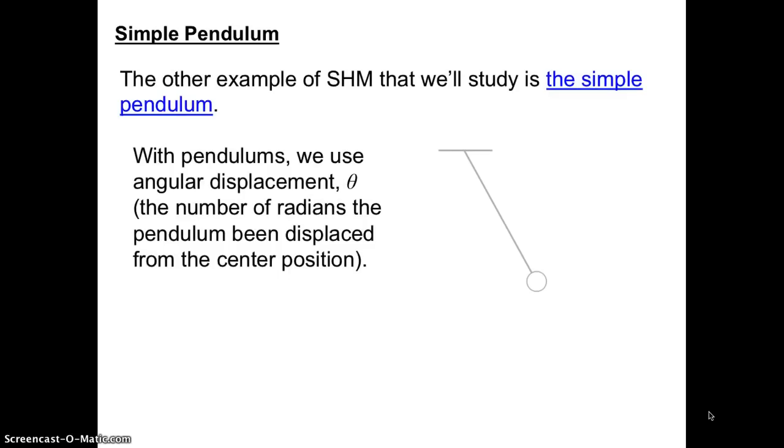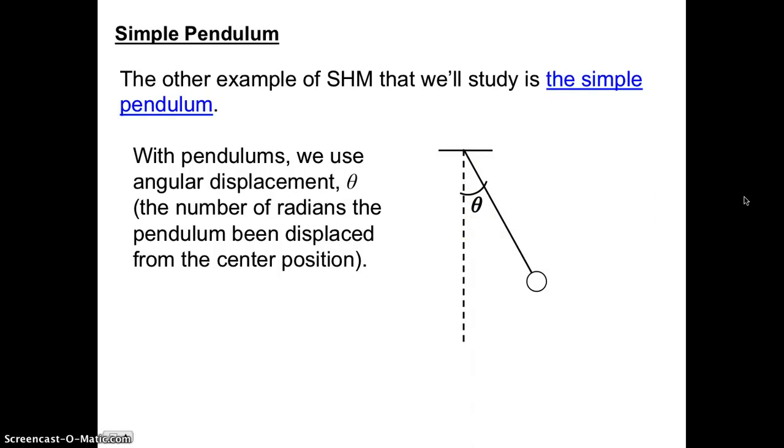But back to simple harmonic motion. Besides a block attached to a spring, we're only going to see one more example of simple harmonic motion in detail. And you guessed it, it's the simple pendulum, our old friend. But when we pull a simple pendulum back, we describe how far it's been displaced as an angle theta. This is called the angular displacement.